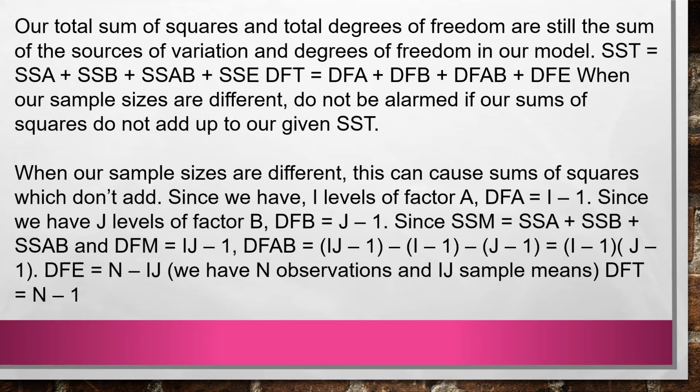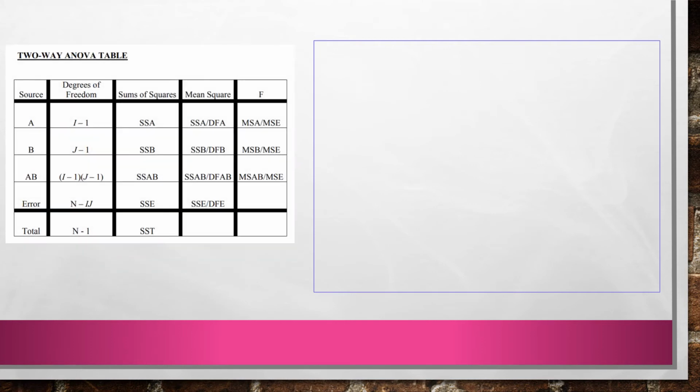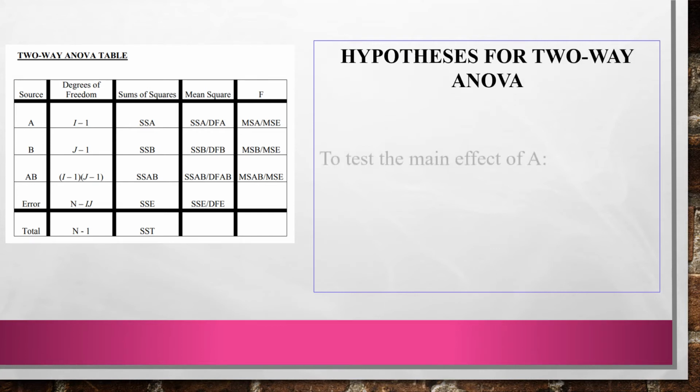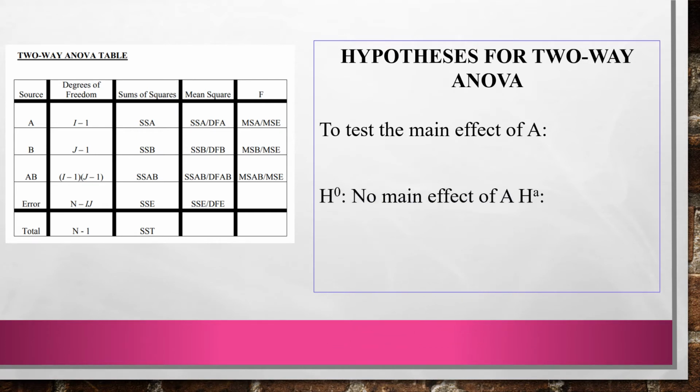So we have N observations and IJ sample means. So DFT is equal to N minus 1. In the two-way ANOVA table, we have here the sources, A, B, and AB, degrees of freedom I minus 1, J minus 1, the quantity of I minus 1 times J minus 1, and N minus IJ, then the sums of squares, the mean squares, and the F. Hypotheses for two-way ANOVA to test the main effect of A.